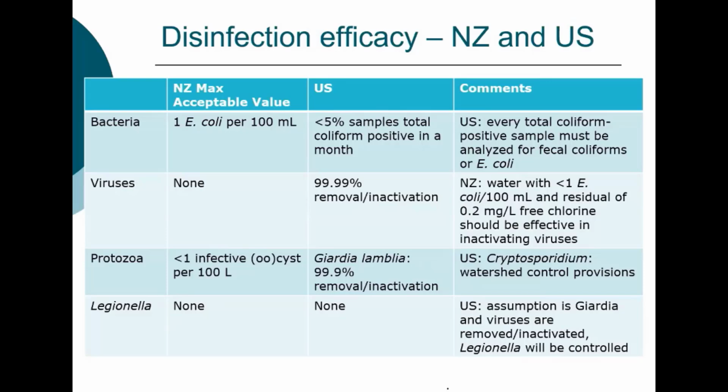New Zealand has no regulations for viruses. The US has 4 log removal. In New Zealand, for crypto, and it's based on crypto, it's less than one infective oocyst per 100 liters. In the US, we're basing it on Giardia. We want 3 log removal or inactivation, and we control crypto predominantly by watershed protection.